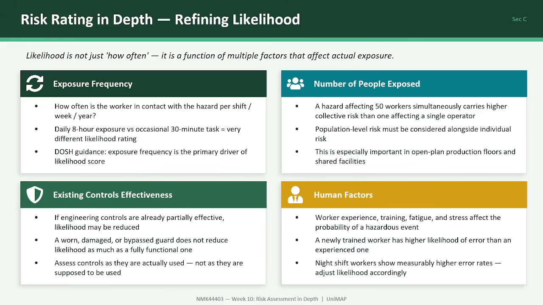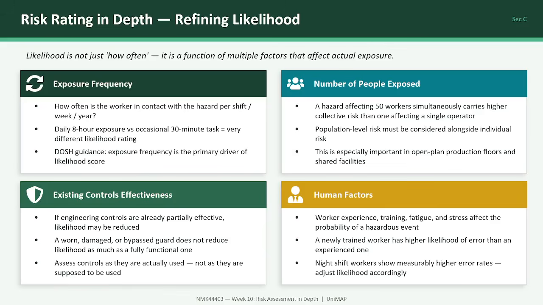In Week 8, we scored likelihood based on a simple judgment of how often a hazard is likely to cause harm. Today, we understand likelihood as a function of 4 contributing factors that assessors should explicitly consider. Factor 1, exposure frequency. How often is the worker in contact with the hazard? A worker who is exposed to a chemical for 8 hours every day has a very different cumulative risk than someone who is exposed to the same chemical for 30 minutes on one occasion per month.